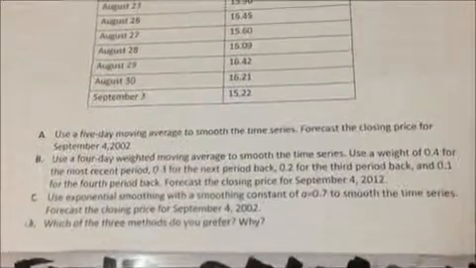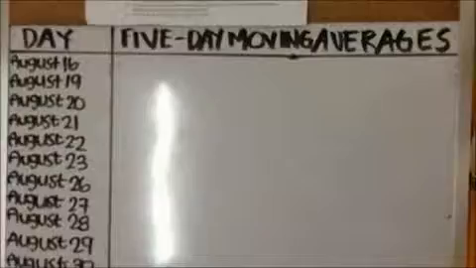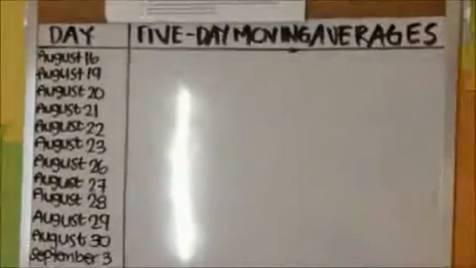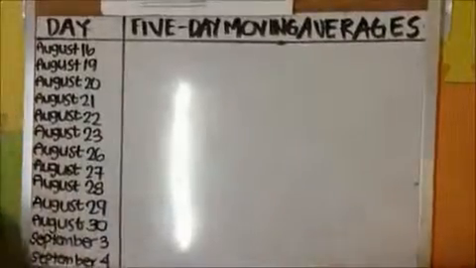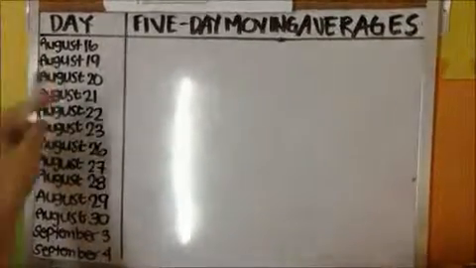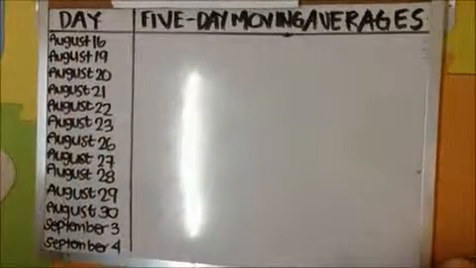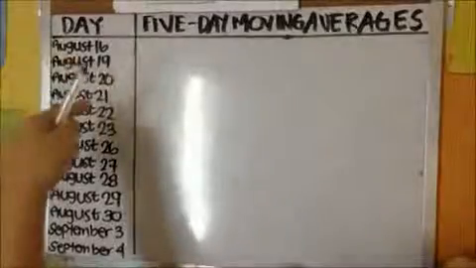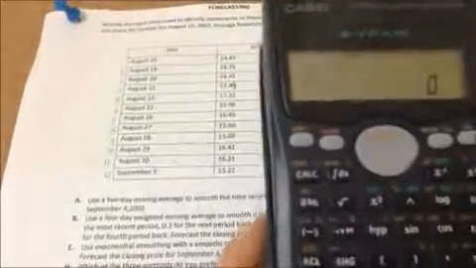So the first thing that we are going to do is, from the question, it said that we have to use a 5-day moving average. So from the data, we have to choose 5 data points: August 16, August 19, 20, 21, 22. So all of these are 5 data points. And then we have to add everything up and divide it by 5. So we are going to add the first data until the 5th data.